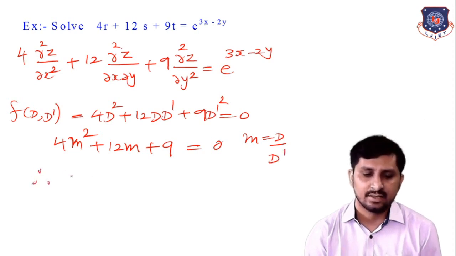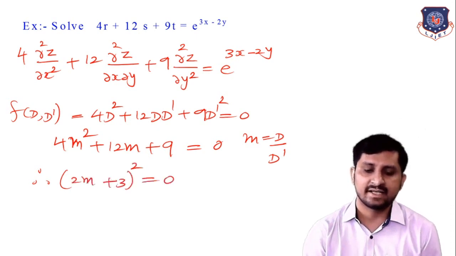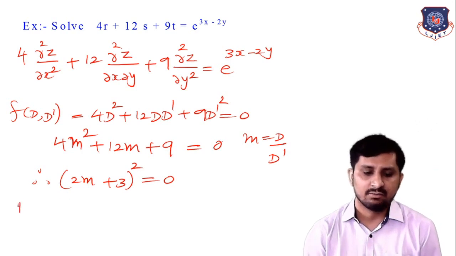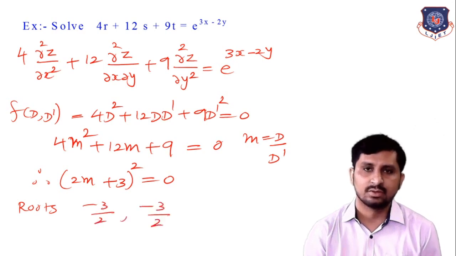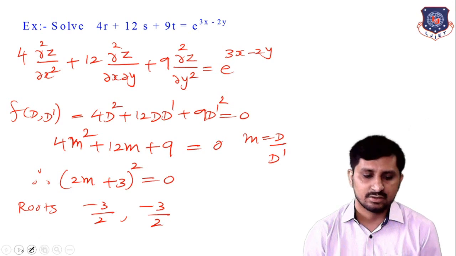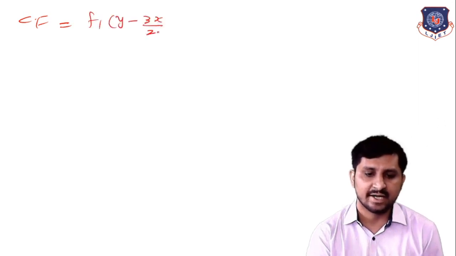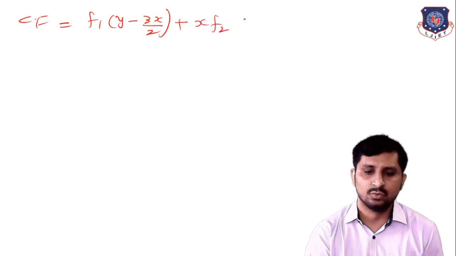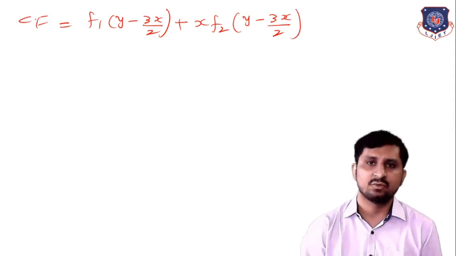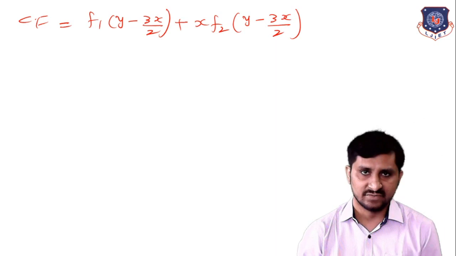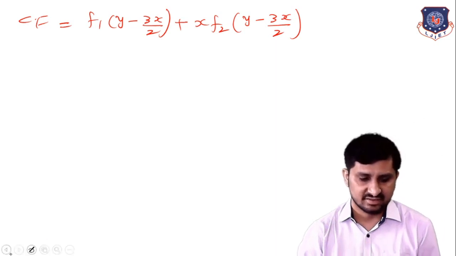Now this is a perfect square: 2m plus 3 whole square is equal to 0, correct? So the roots are equal roots: minus 3 by 2, minus 3 by 2. So what is the complementary function? The complementary function is f1 of y minus 3x by 2 plus x f2 of y minus 3x by 2, because minus 3 by 2 are equal roots. So that's why we write the complementary function in this manner.